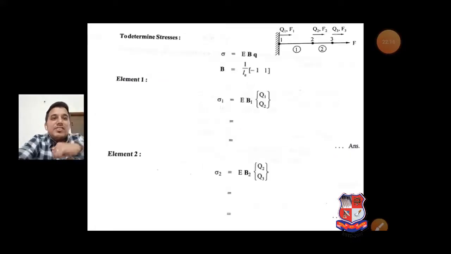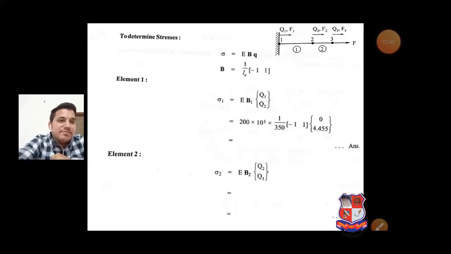Let's start the final step to determine the stresses. We again say that stress is equal to E into B into Q. B is equal to 1 upon LE times minus 1 1. For element number 1 we put the value, E is equal to 200 into 10 raised to 3, 1 upon L1 which is 350, minus 1 1 as per the diagram, and 0, 4.455. So our answer is 2.546 into 10 raised to 2 Newton per mm square.